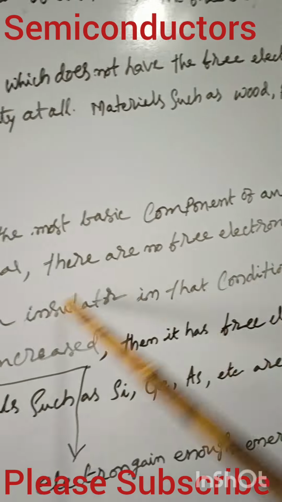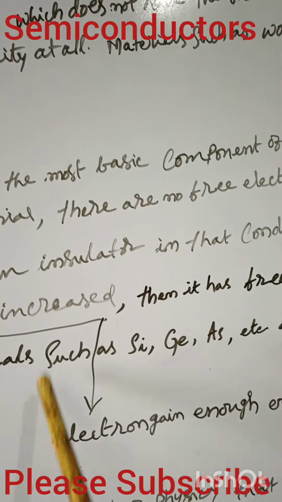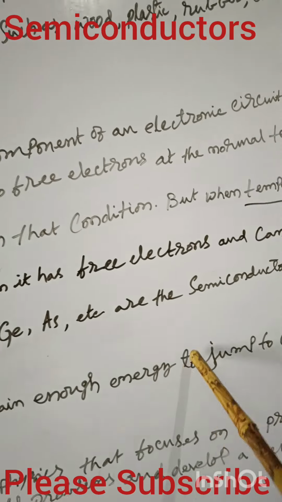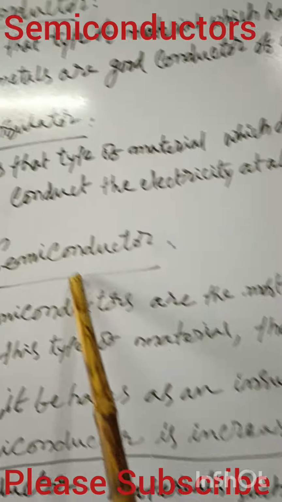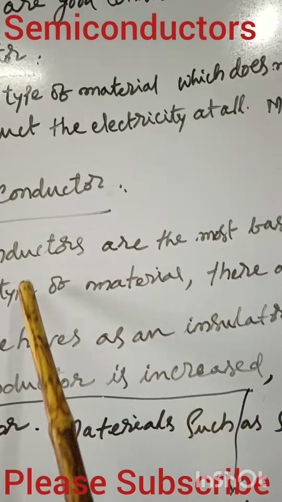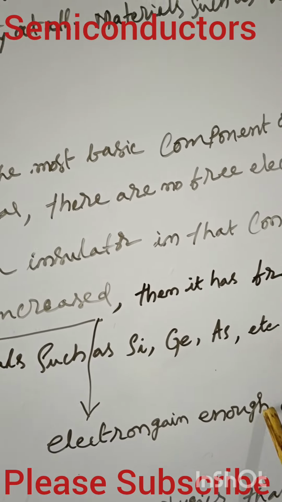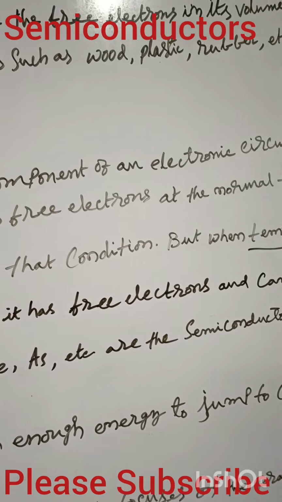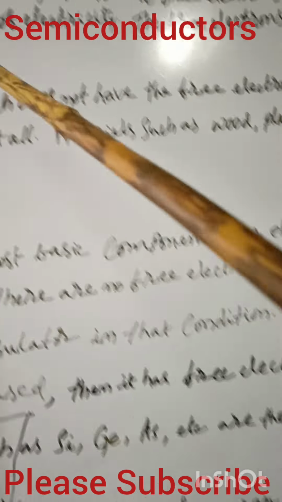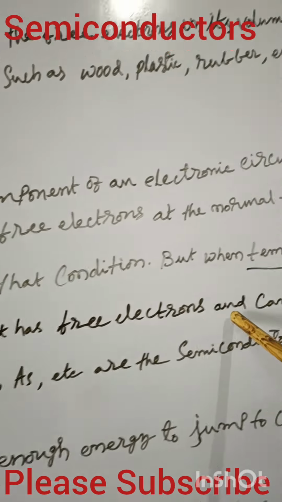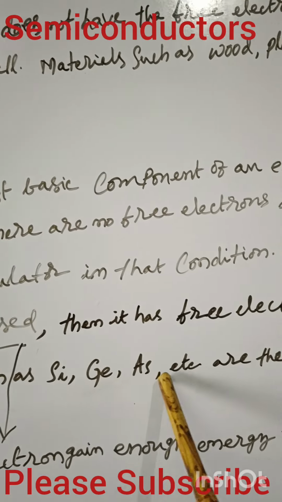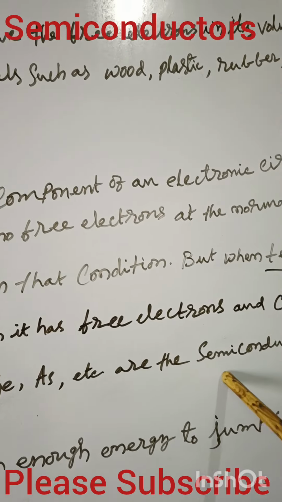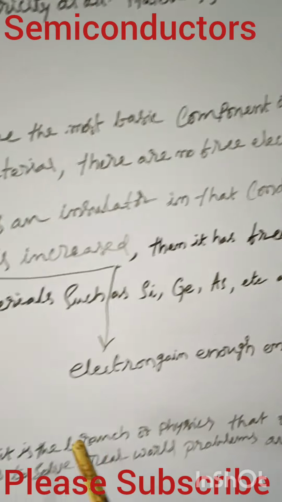It means when the temperature of the semiconductor is increased, what happens? Electrons gain enough energy to jump to the conduction band. Until that time it behaves as an insulator. But when heat is given, the electrons gain enough energy to jump to the conduction band and start conducting, behaving like a conductor. Materials such as silicon, germanium, arsenic, etc. are semiconductors.